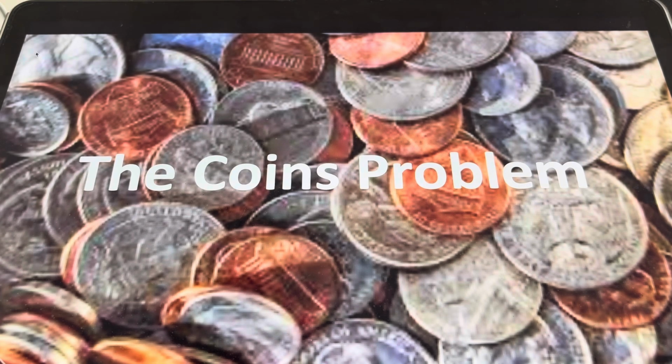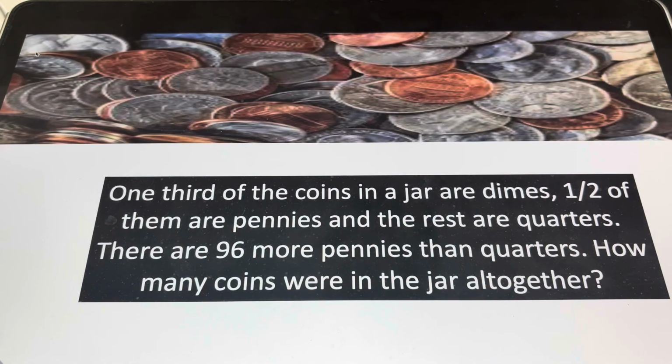Okay, this is the money. Well, actually, it's the coins problem, but it definitely has to do with money. So here we go. Once upon a time, there was a jar. In the jar, 1/3 of the coins are dimes. 1/2 of them are pennies, and the rest are quarters.